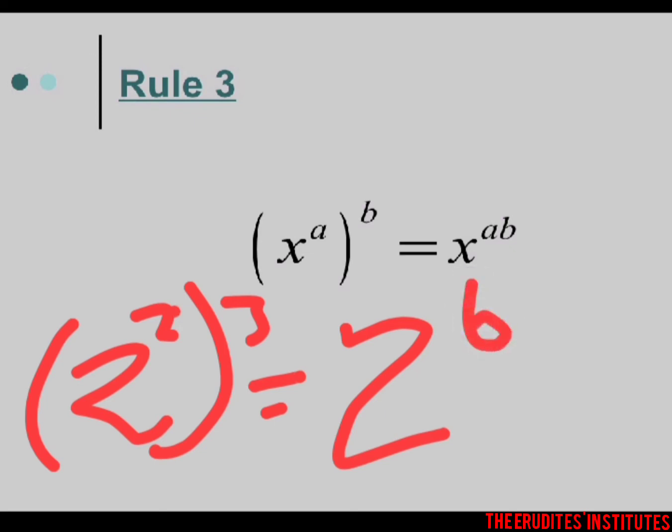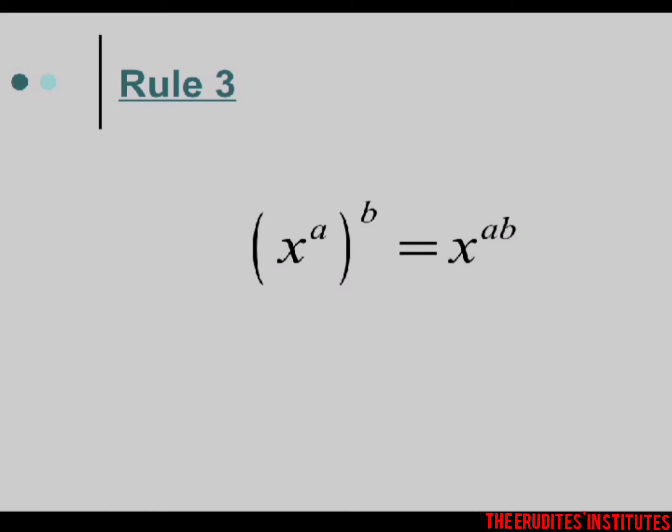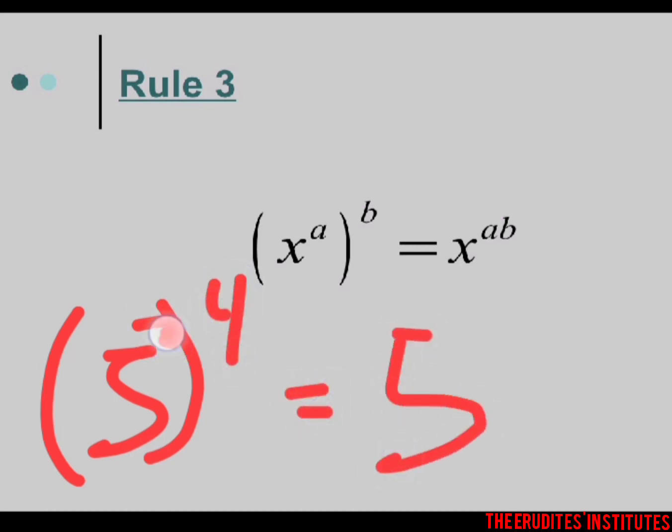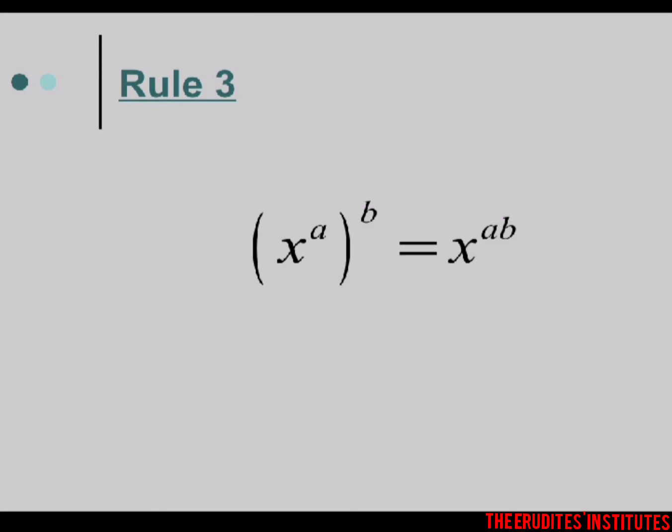So 2 raised to the power 2 times 3, and that is 6. In case I have 5 squared into bracket 4, this is going to give me 5, then 2 times 4 would give 8. So we go by it that way.